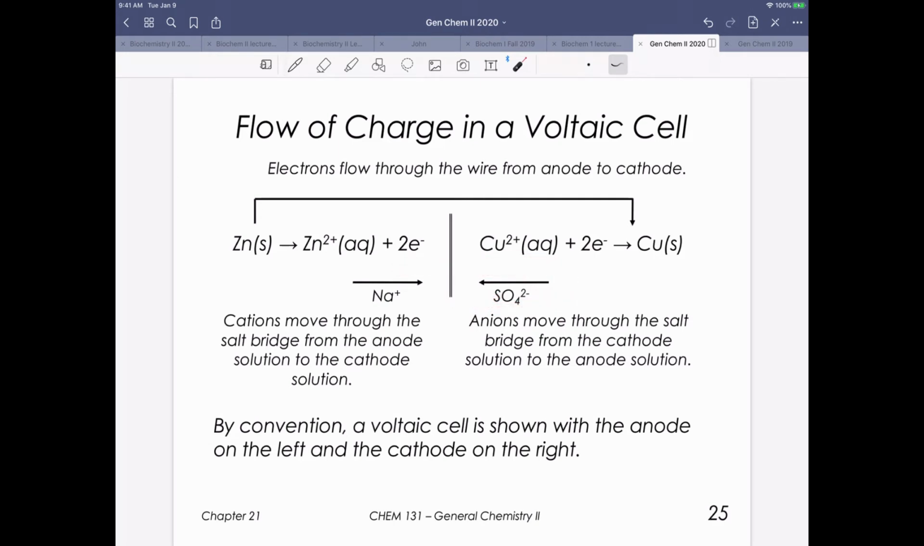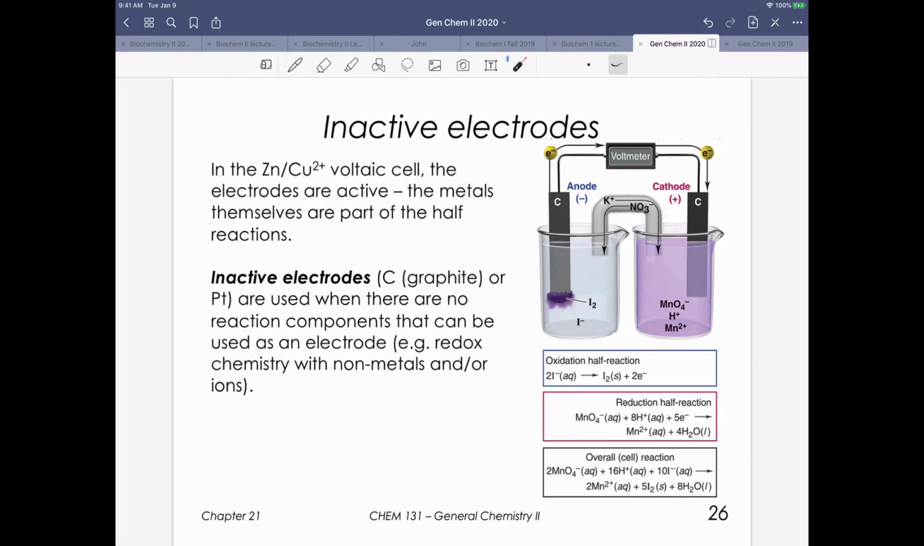And so this is just a semi-shorthand way to diagram that voltaic cell without physically drawing the voltaic cell. And again, this still shows anode on the left, cathode on the right. So this is getting a little bit shorthand here, but still diagramming everything that's going on. So I want to take a second here and highlight this concept of inactive electrodes.